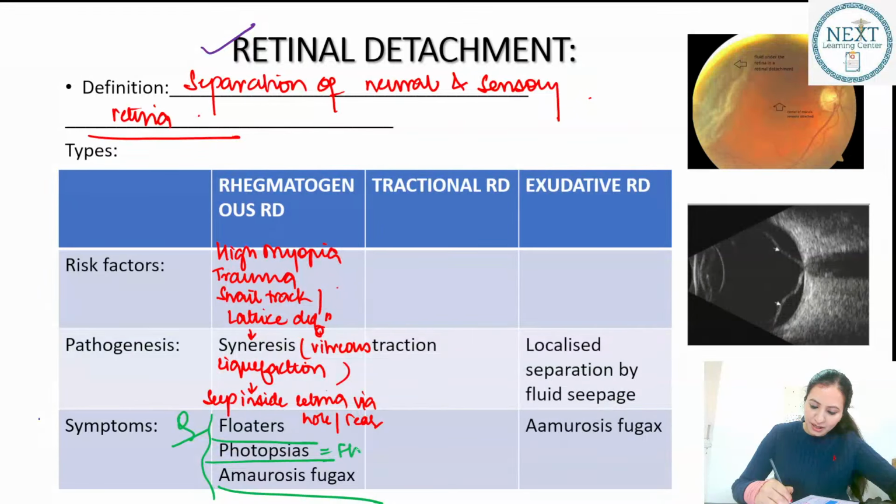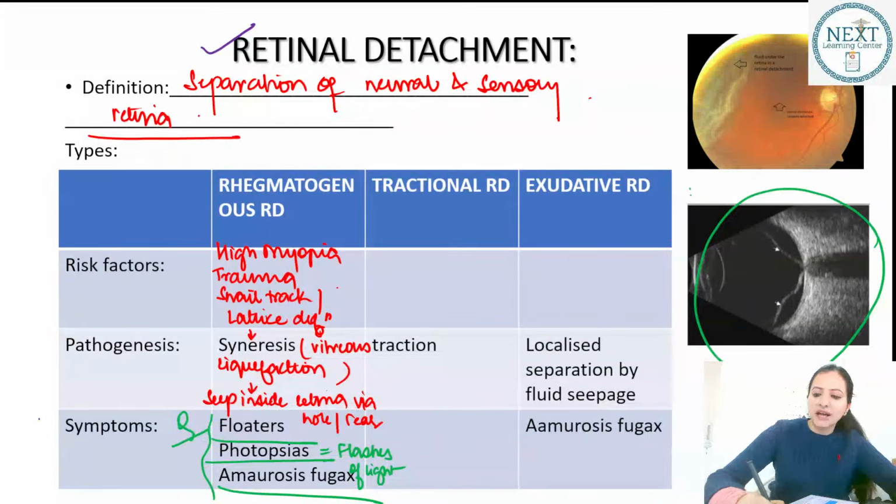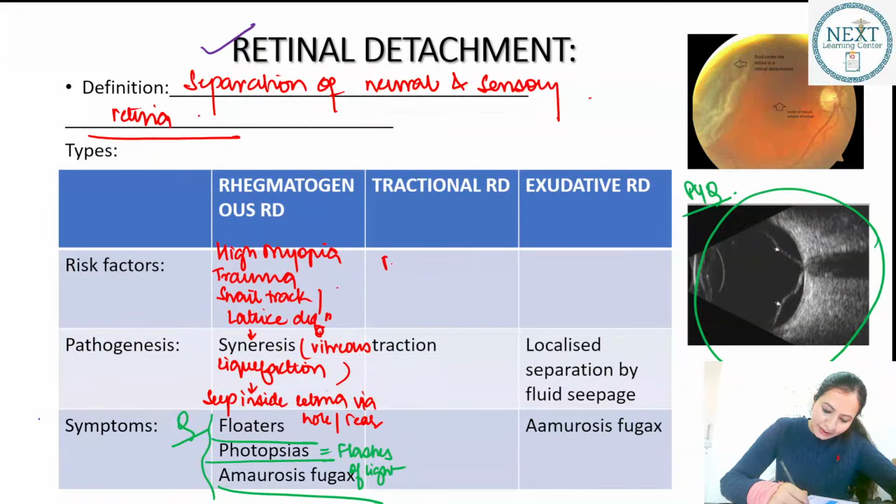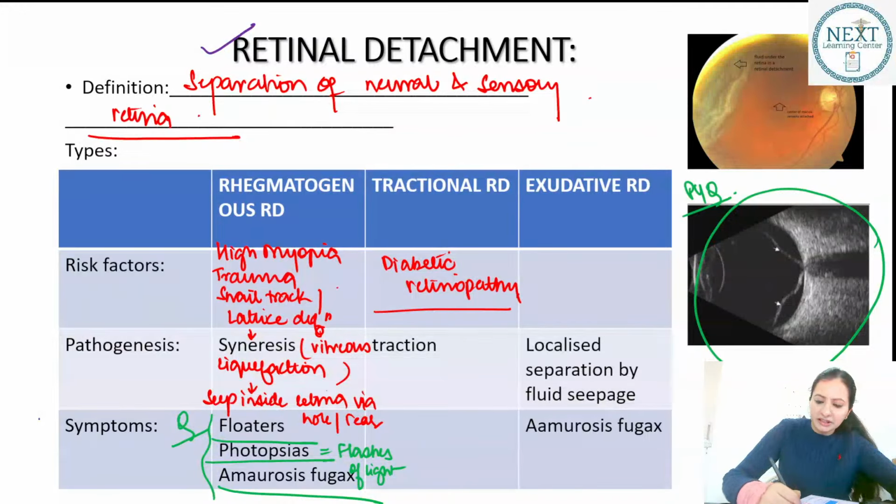Photopsia is also known as flashes of light. This is how your retinal detachment looks like. Again, a previous year question. Then if we talk about tractional retinal detachment, risk factors include diabetic retinopathy and sickle cell anemia. Just learn diabetic retinopathy for now.